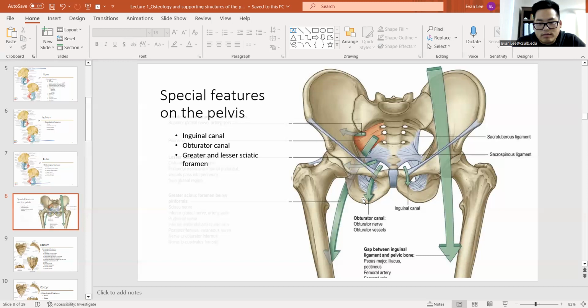And then the lesser and greater sciatic notches are on the back. All the way back here is where you'll have the greater and lesser sciatic notches. That's where various things go through, such as the sciatic nerve.